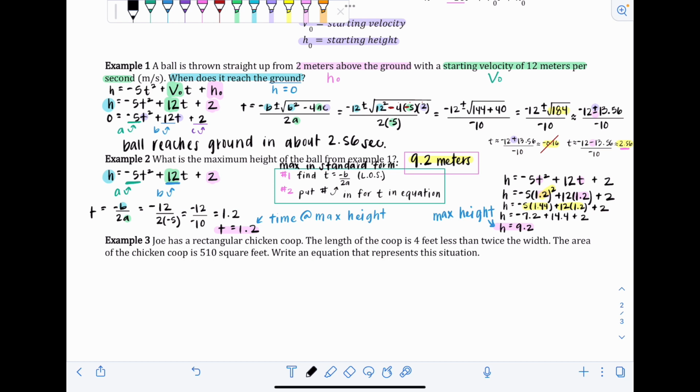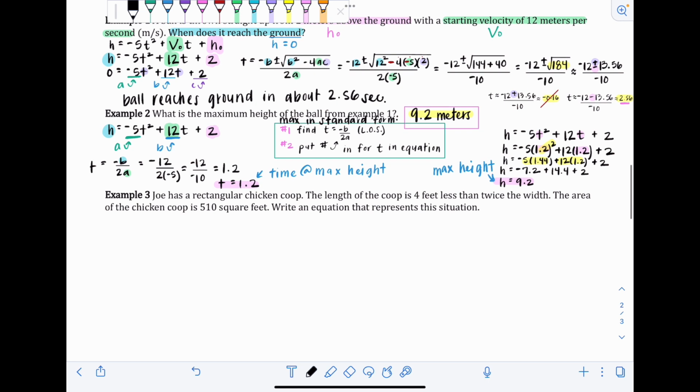Okay, so example 3. Joe has a rectangular chicken coop. The length of the coop is 4 feet less than twice the width. The area of the chicken coop is 510 square feet. Write an equation that represents this situation. So we're given the area of this rectangular chicken coop.